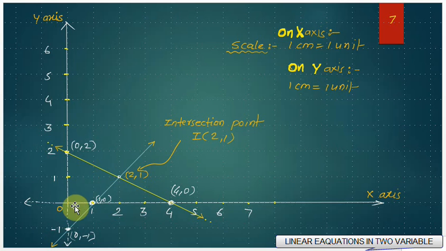Now join the points. The points (0, 2) and (4, 0) are for the first line, and for the second line (0, -1) and (1, 0). So if we draw both lines, we get one intersection point, and this intersection point is said to be the solution of the given simultaneous equations.